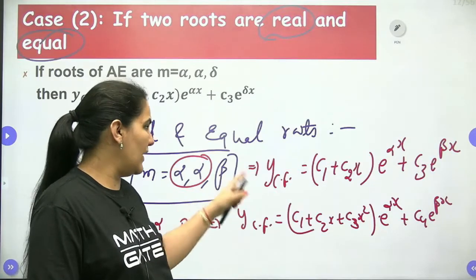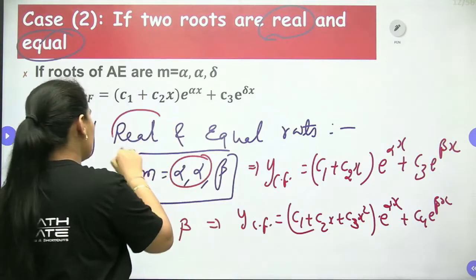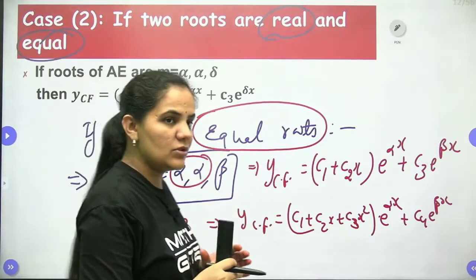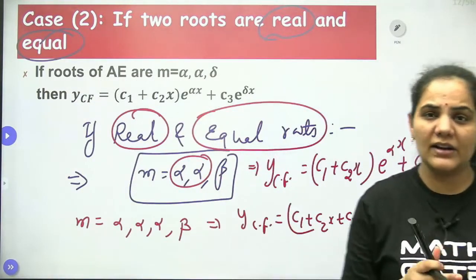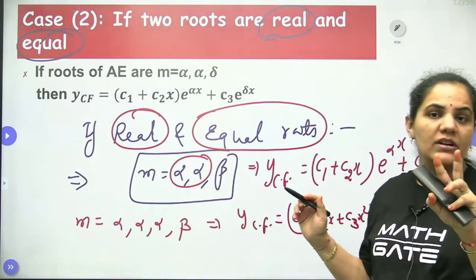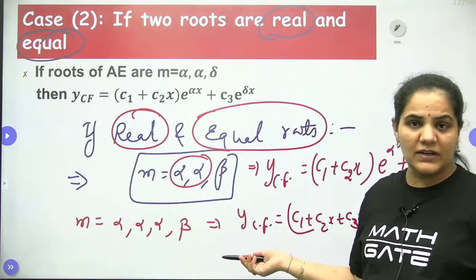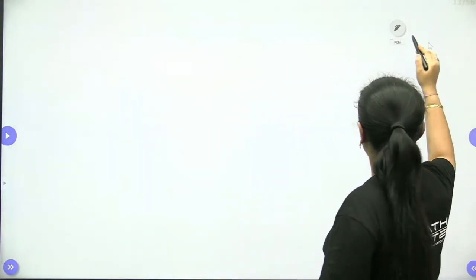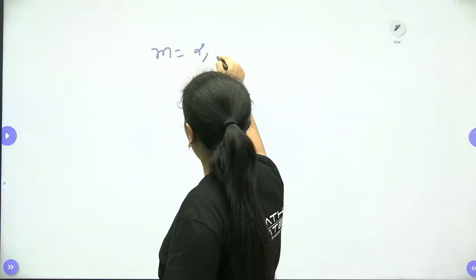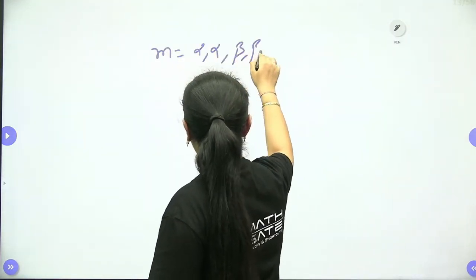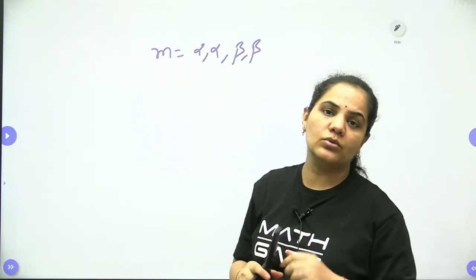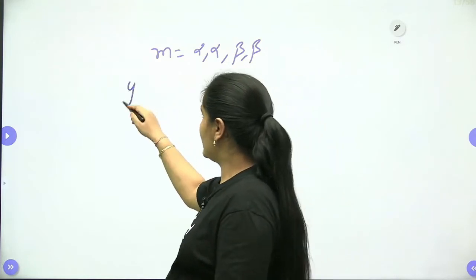So this is the CF when we have real and equal roots. Real and equal roots means C1 plus C2x e to the power alpha x plus C3 e to the power beta x when we have 2 equal roots. When we have 3 equal roots, we can proceed like the previous case. Suppose we have roots equal in the form of 2, that is alpha, alpha and beta, beta. Then how will the CF become?